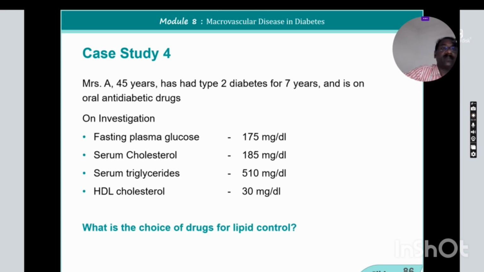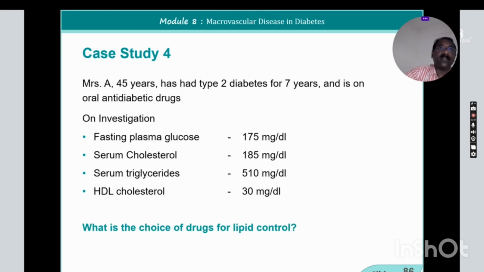Now this one you tell. Female, 45 years, type 2 diabetes for 7 years, and on oral anti-diabetic drugs. Fasting blood sugar 175, cholesterol 185, triglycerides 510, HDL 30. So what is your working diagnosis here? Diabetes and dyslipidemia. Among the dyslipidemia, which one is abnormal? Very good. So which drug do you use? Good answer. Why don't you use a statin? Serum cholesterol is less than 200. Okay, so then you need not have it.